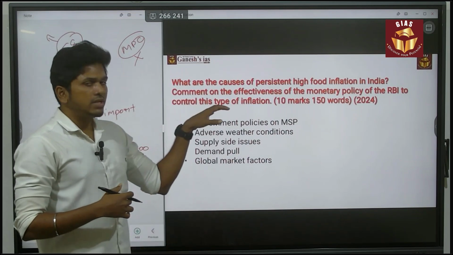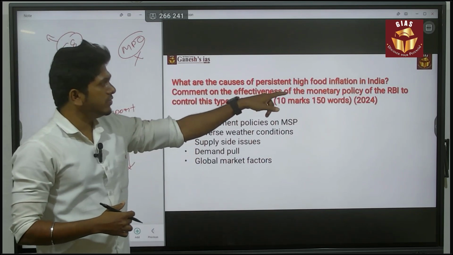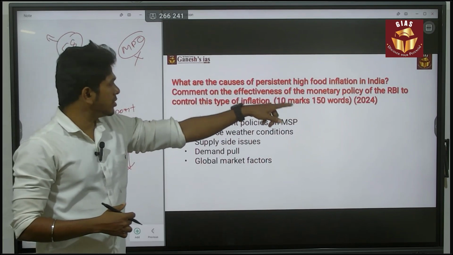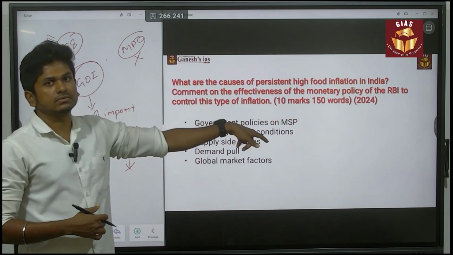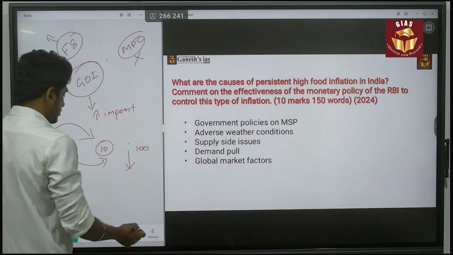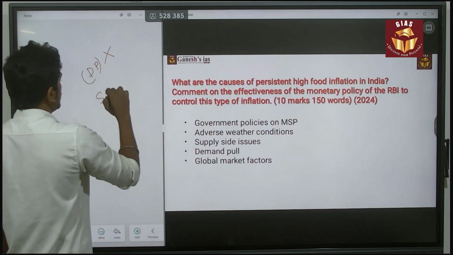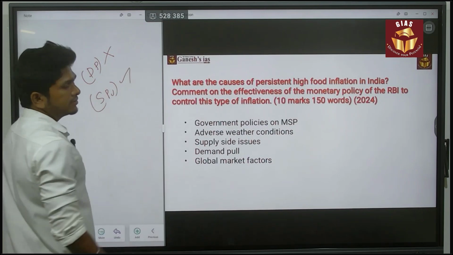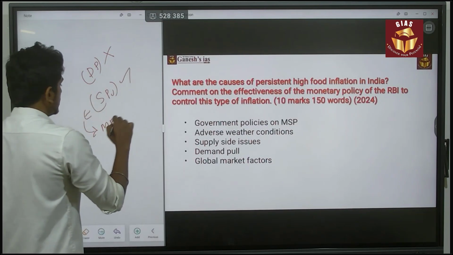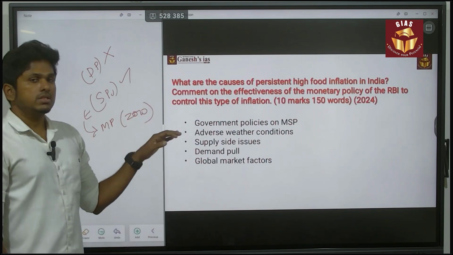So this question is specifically speaking about that. What are the causes of persistent high food inflation in India? Comment on the effectiveness of the monetary policy of the RBI in controlling this type of inflation. When it comes to persistent high food inflation, it is not about demand pull. It is a supply push. That is the reason. So in terms of supply push, the effectiveness of monetary policy is zero. That is what the question is actually speaking about.